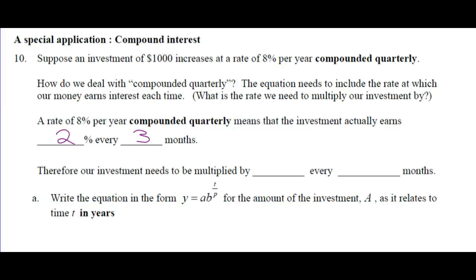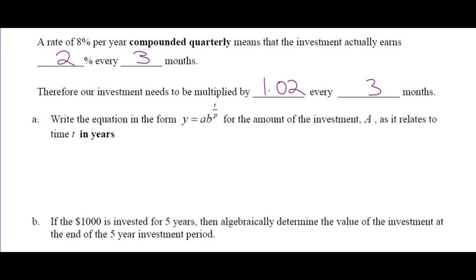So we cut the interest rate, we divide by the number of compounding periods, right? So 8% divided by 4. And it happens every 3 months. So our investment needs to be multiplied by, now what's the rate? 1.02, because it's 2% every 3 months. To write the equation as it relates to the time t in years.